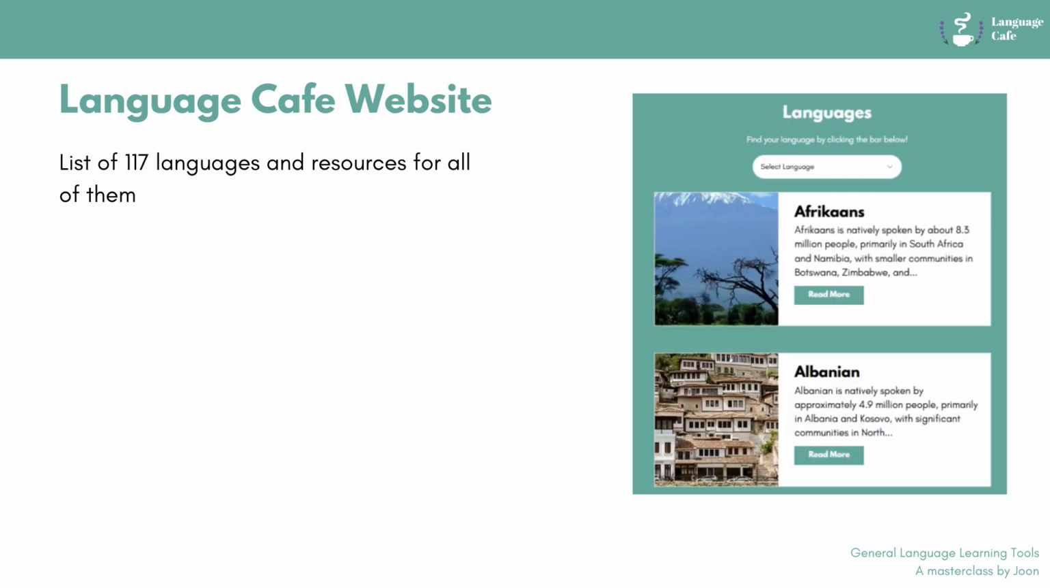For this one, we have a list of 117 languages and resources for all of them. You can read more about languages, and then we also have resources for each of those languages for a good base. If you're looking to learn a new language or you're looking for more resources in a language, we have super niche languages as well.